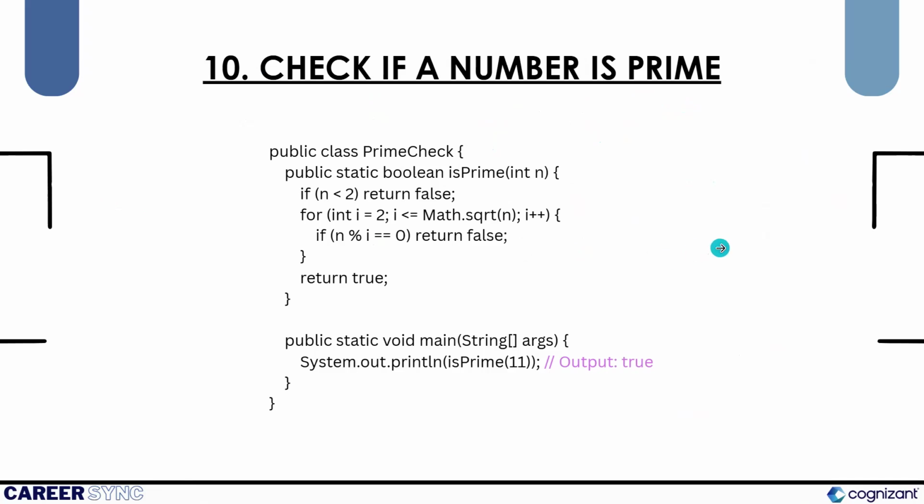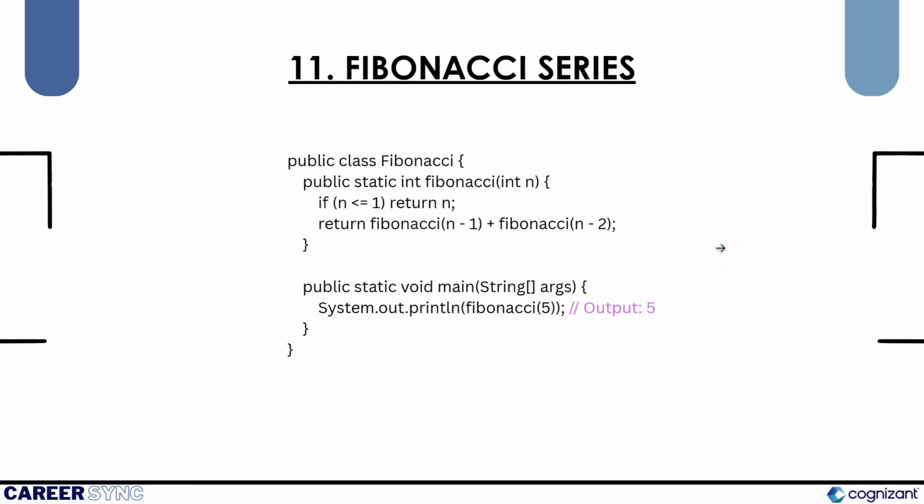So, going to the next question: Fibonacci series. This sequence can be generated using recursion or dynamic programming. Recursion provides a straightforward solution, but DP improves efficiency by removing redundant calculations. The sequence starts with 0 and 1, where each subsequent number is the sum of the previous two numbers. For large values, using memoization or iteration is the best choice to avoid performance issues.